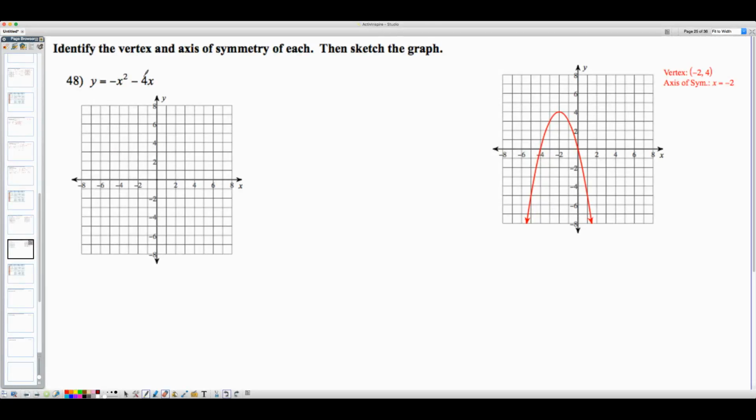Here we have 1. It's got a negative sign in front of it. I know it's going to open down. It's got y equals. And I could factor this as negative x times x plus 4, in which case my zeros are at 4 and at negative 4. That's where it crosses the x-axis. The axis of symmetry is halfway between those two, so that's when x is equal to negative 2. If I substitute negative 2 into the equation, I get 2 times 2, which is 4. This is where it crosses. This is my vertex, and this is the sketch.